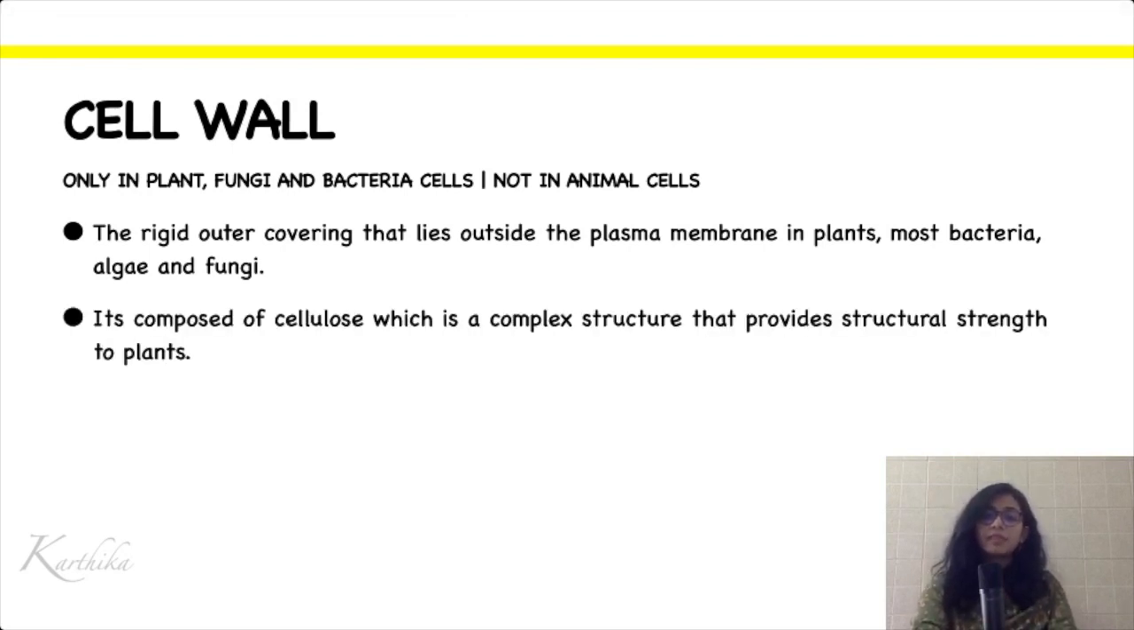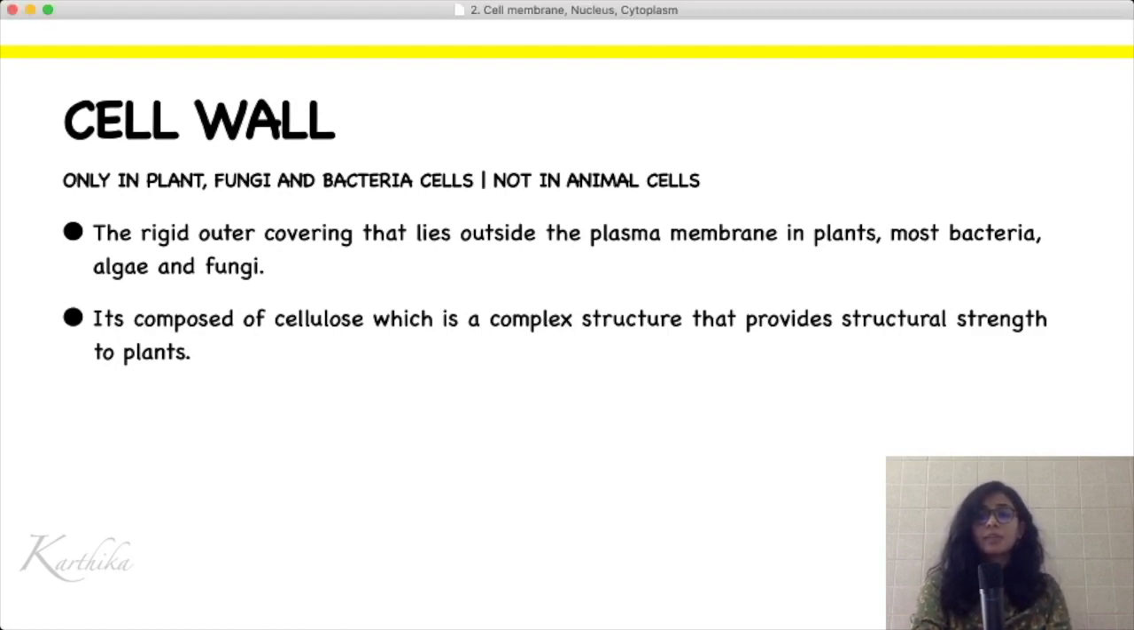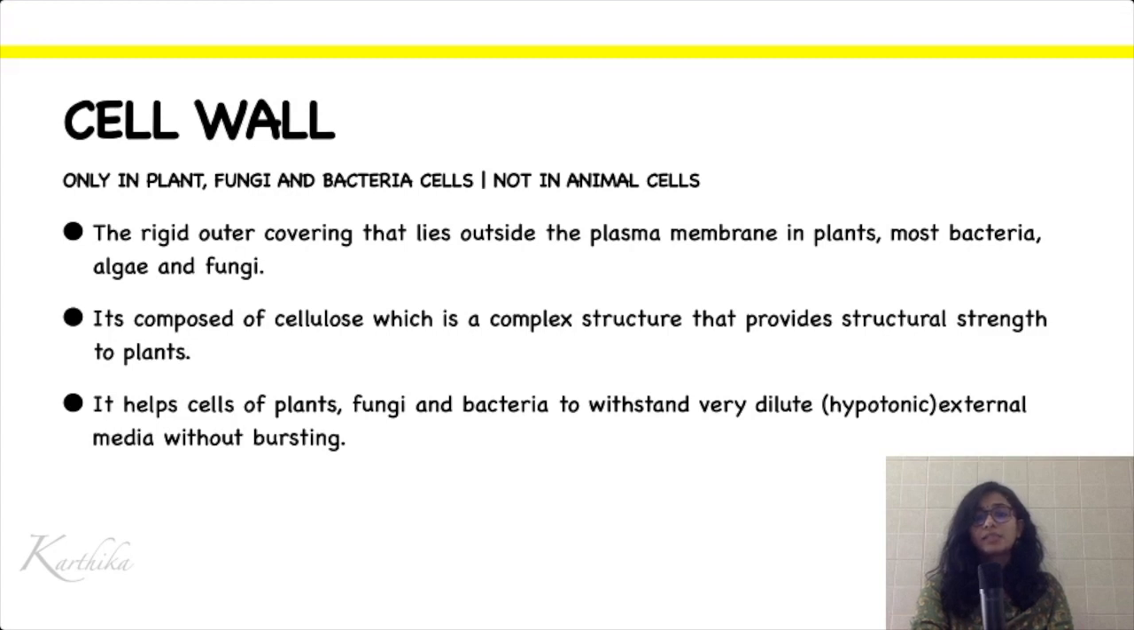What is it made of? It's made of cellulose. Cellulose has a complex structure and it provides structural strength to plants. Remember what the plasma membrane was made of? It was mainly made of lipids and proteins. Here the cell wall is made of cellulose. And the cell wall helps cells of plants, fungi and bacteria to withstand very dilute, that is very hypotonic, external media without bursting. As we already mentioned, plants, fungi and bacteria are quite often exposed to water.